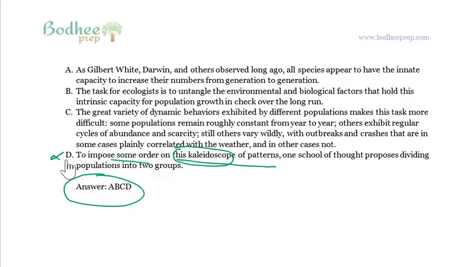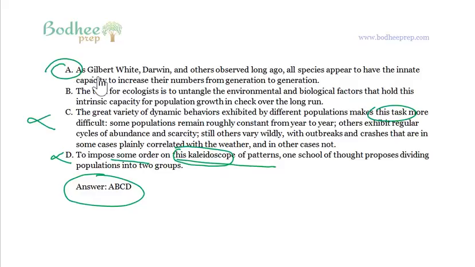D cannot start the paragraph. C says, the great variety of dynamic behaviors exhibited by different populations makes this task more difficult. What kind of task are you talking about? We don't know. So, the task for ecologists is to untangle. Let's have a look at A.